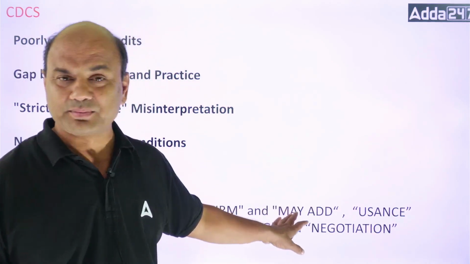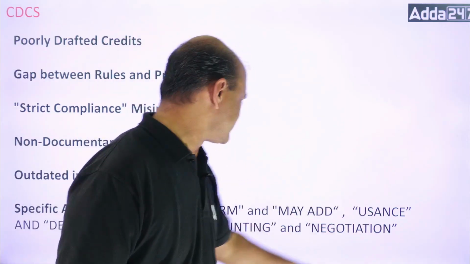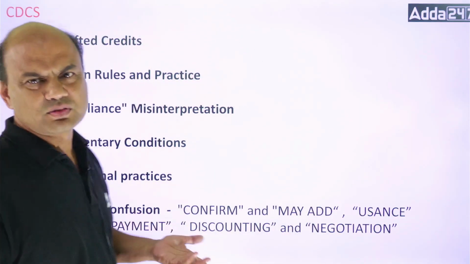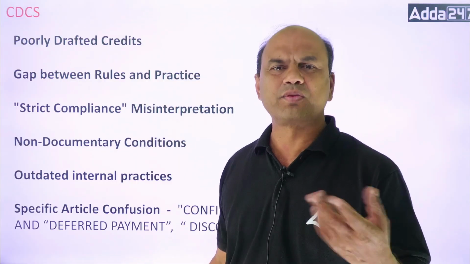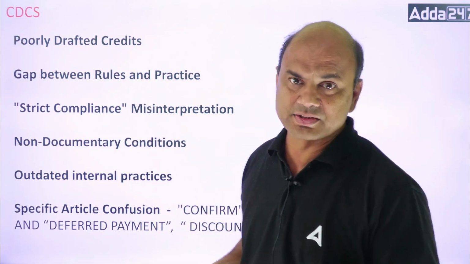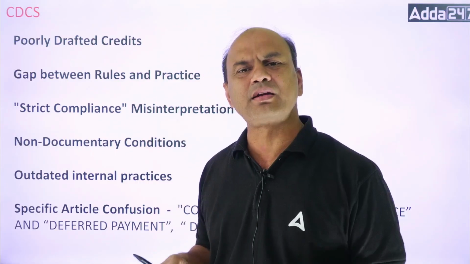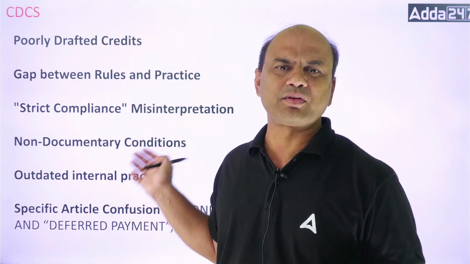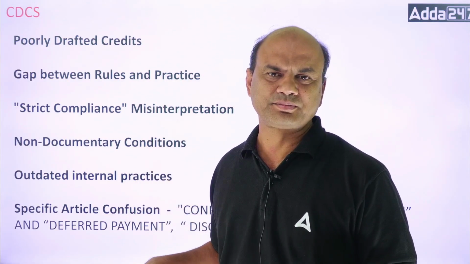This is just one example. There can be many. Usance versus deferred. This is also one of the major problems. What is the difference between them? Many bankers have not seen deferred payments because they don't exist in many countries. In many countries, there are fixed dates, usance. So deferred also we need to understand.